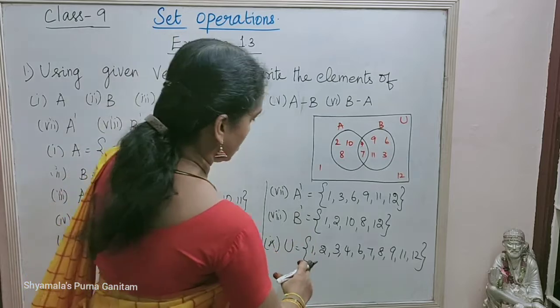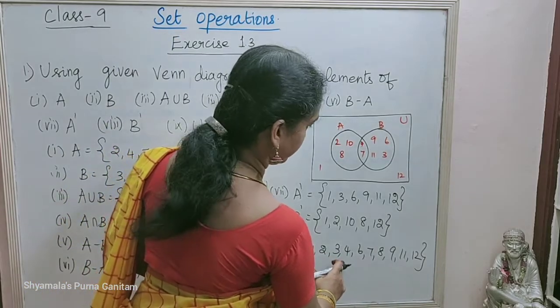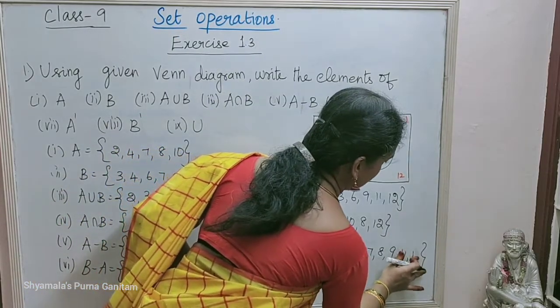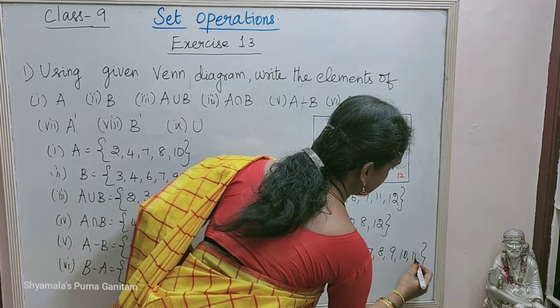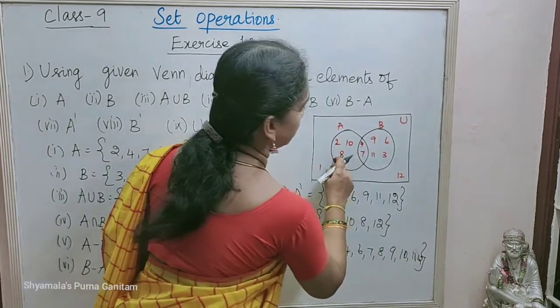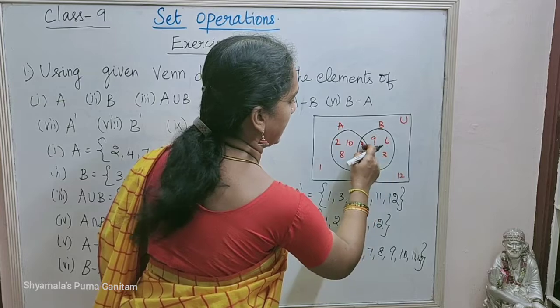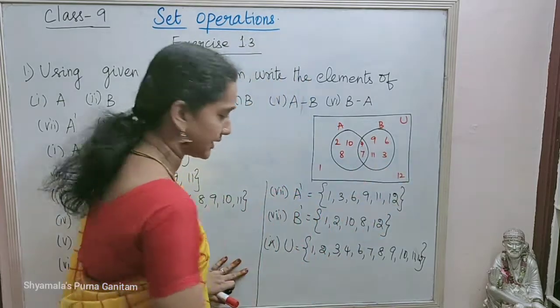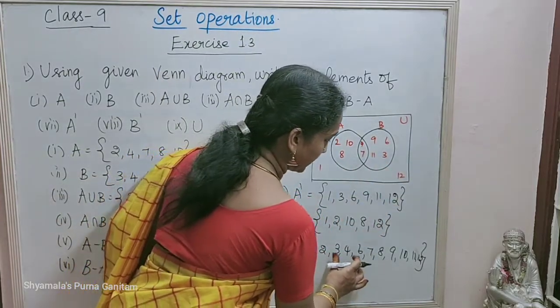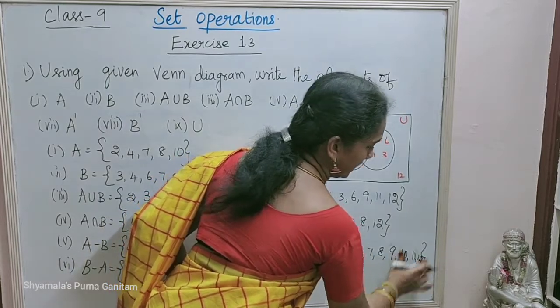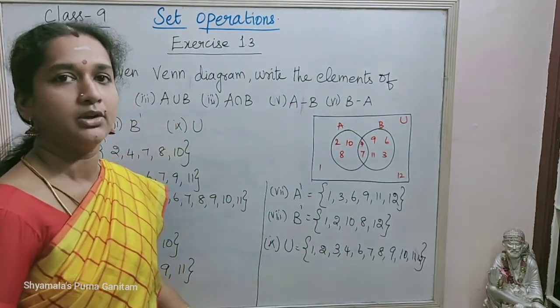Which one I missed? 1, 2, 3, 4, 10 I didn't write. So if you cross check like this, it will be easy. So here 3, here 4. 3 plus 4, 7, 8, 9, 10, 11. 11 elements. So here 1, 2, 3, 4, 5, 6, 7, 8, 9, 10, 11. 11 elements we wrote.